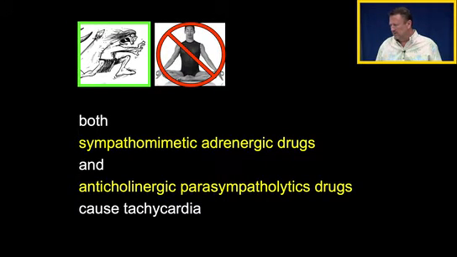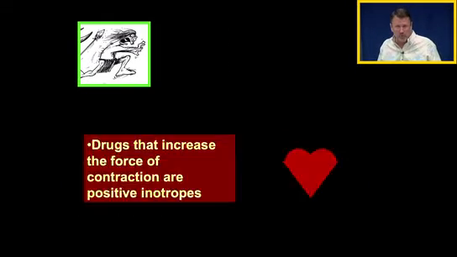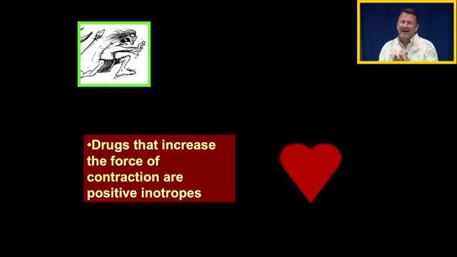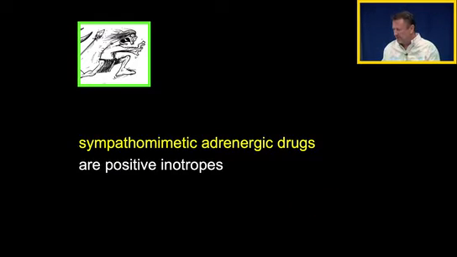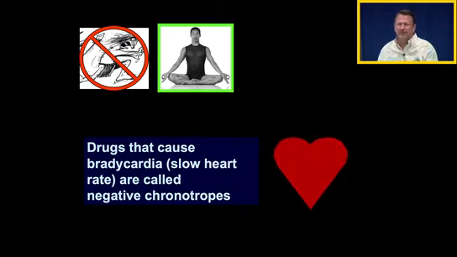So, sympathomimetic drugs and anticholinergic drugs cause tachycardia. Positive chronotropes. Right? Drugs that increase the force of contraction are called positive inotropes. Ino from energy. Anticholinergic drugs are not really considered positive inotropes. So we got lucky on that one.